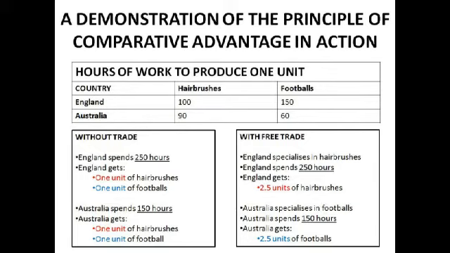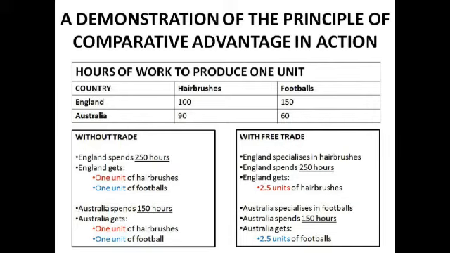Each of them is going to specialise in the good which they can produce most efficiently out of the 2. So England is going to produce hairbrushes. It's still going to spend 250 hours, but it's going to produce 2.5 units of hairbrushes. Previously, England would spend 250 hours, with Australia spending 150 hours, and between them, they would only get 2 units of hairbrushes. Now, between them they get 2.5 units of hairbrushes, provided they trade between them, whereas Australia will still spend 150 hours, but it will get 2.5 units of footballs.